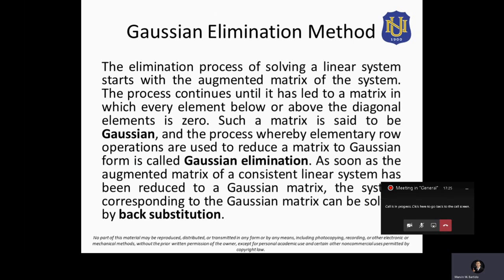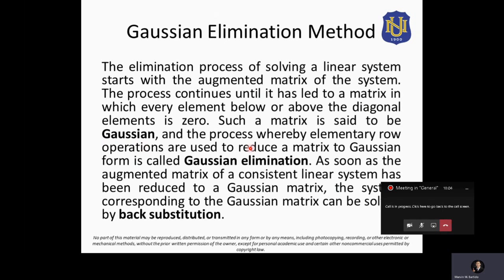Ayan. And then ang goal natin dito is to make the matrix in which every element below or above the diagonal elements is 0. So in short, kailangan natin na magawa yung augmented matrix natin or yung matrix natin as a triangular matrix. So triangular matrix yon kapag yung elements below or above the diagonal elements are 0. Tama? Ayun. So yung form na yon, yung triangular, upper triangular or lower triangular matrix na yon, it's also called Gaussian or Gaussian form of matrix.